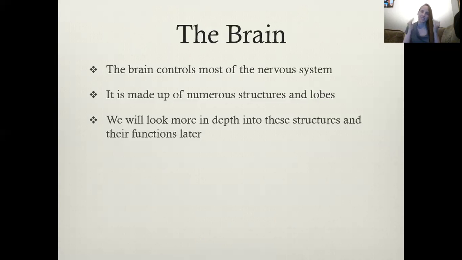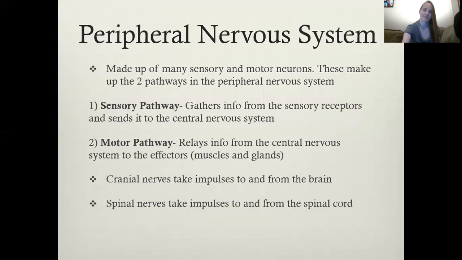The brain is in control of most of the nervous system, pretty much everything other than your reflex arcs. It's made up of a whole bunch of different structures and lobes that we're going to go into in the next lesson. The peripheral nervous system is made up of both motor and sensory neurons. So those are kind of the two different pathways.